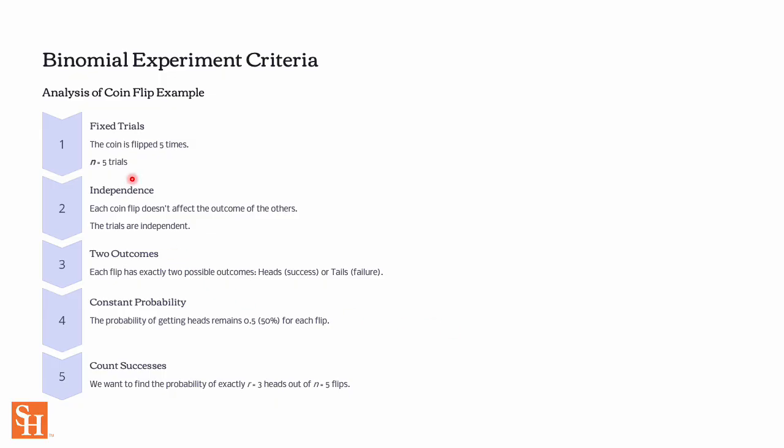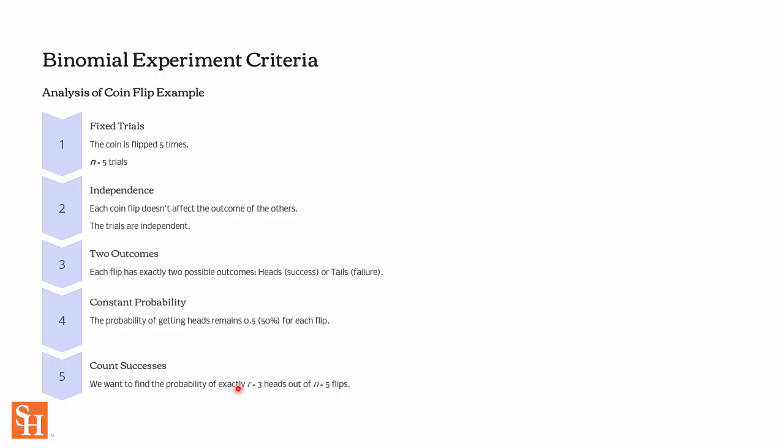So let's talk about the components of the example that we have just mentioned. The coin is flipped 5 times, so the number of trials is 5, and each flip is independent. The outcome of one trial doesn't depend on another. For a coin flip we have two outcomes, head or tail, and we have a constant probability, because the probability of getting a head always remains 0.5, right? We have a 50% chance of getting a head or a 50% chance of getting a tail.